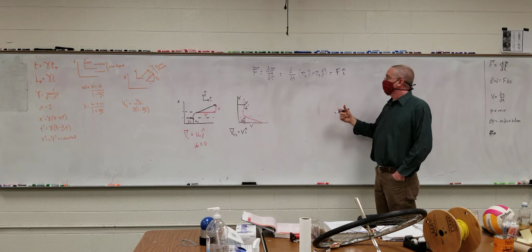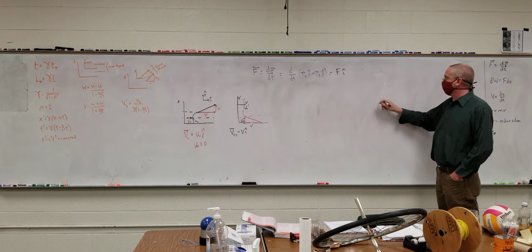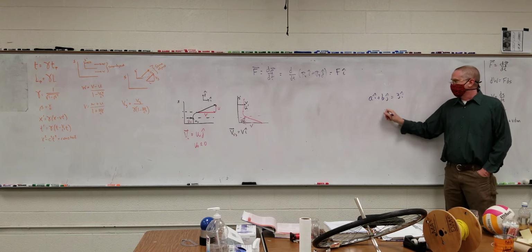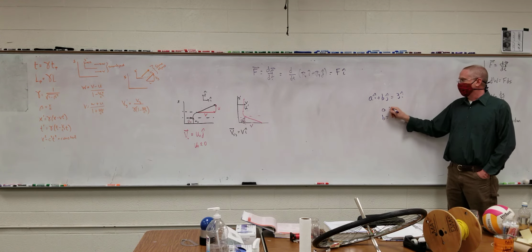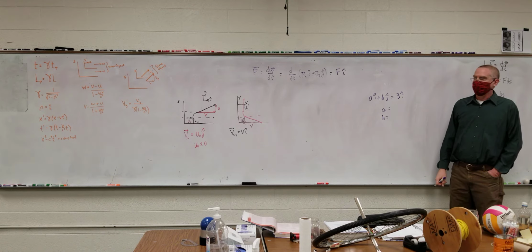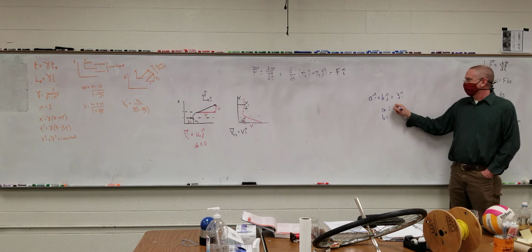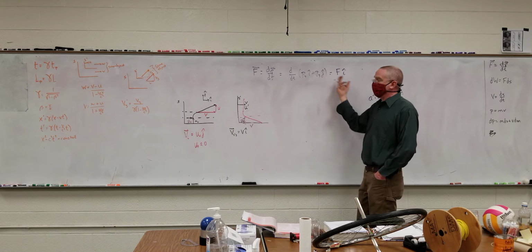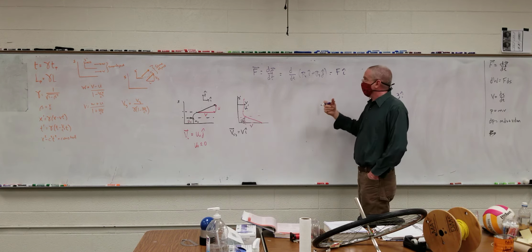So from this, let's do a quick double check over here. If a i hat plus b j hat is equal to 3 i hat, what are a and b equal? A is 3 and b is 0. Yeah, similar over here. The i hat parts have to match up, and the j hats have to match up.